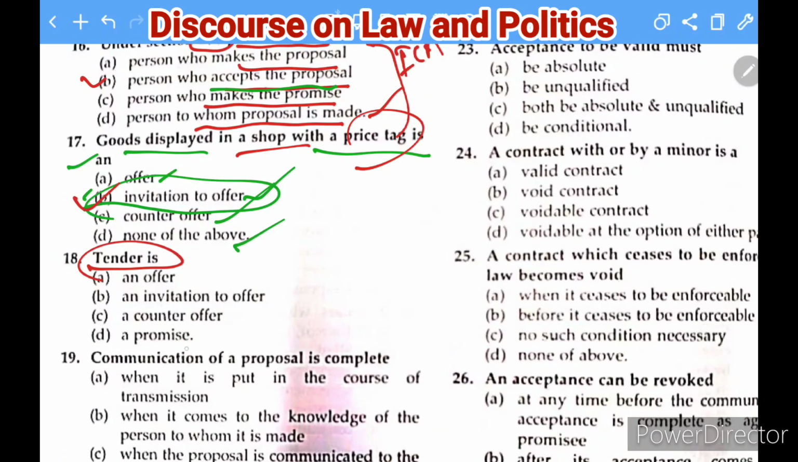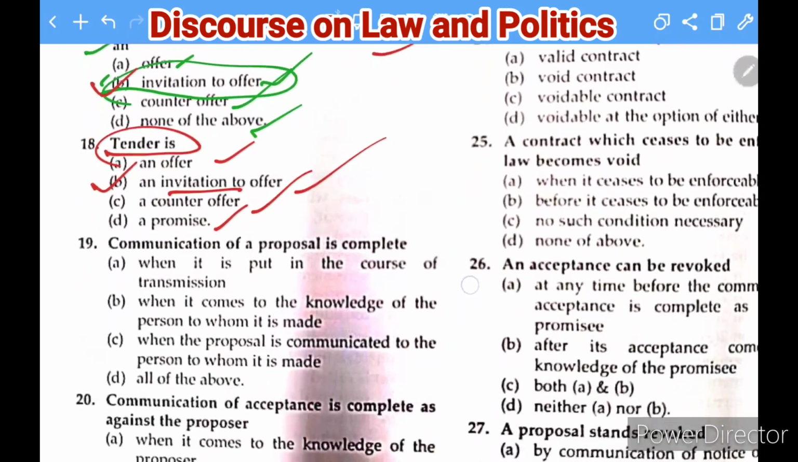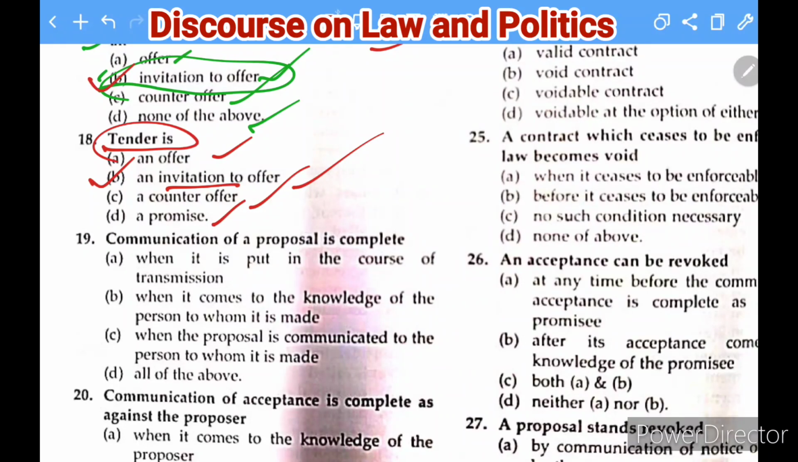A tender: the options given here are an offer, an invitation to offer, a counter offer, or a promise. So just give me the answer here. What is a tender? Waiting for your response here. Yes, the answer is an invitation to offer. Moving to the next question, question number 19.